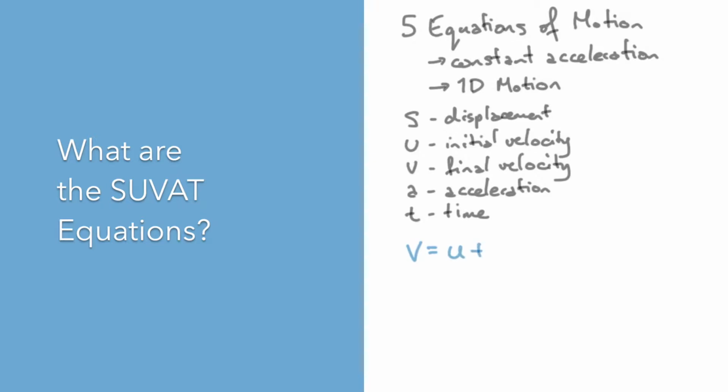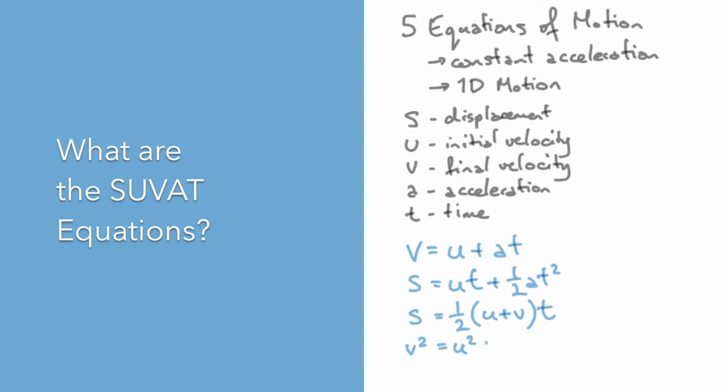So the first one here is V equals U plus AT. The second equation is S equals UT plus half AT squared. The third equation here is S equals half bracket U plus V times T. The fourth equation is V squared equals U squared plus 2AS. And the fifth equation here is S equals VT minus half AT squared.